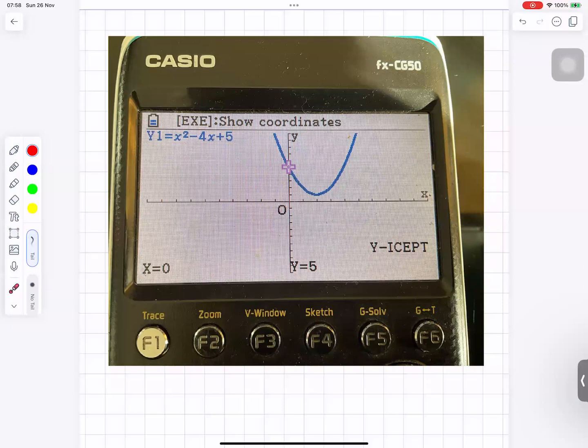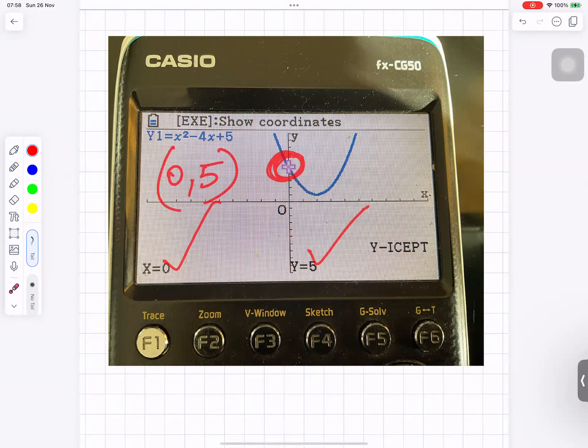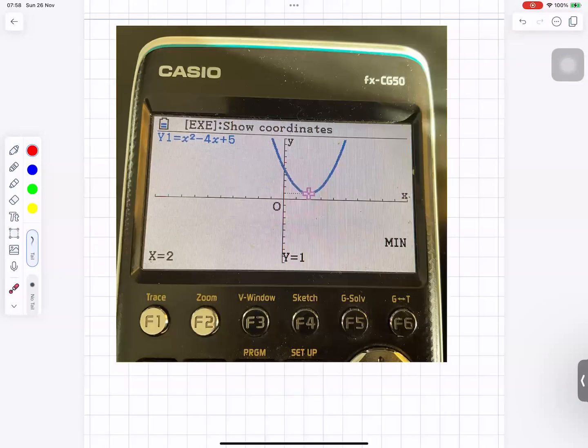For those who have a graphics calculator, when you plot that graph, you see that's where it crosses the y-axis, 0, 5. So the coordinate is 0, 5. And when you plot the graph, you also see that's the minimum point. The point there is 2, 1. So the calculator gives you the minimum point.